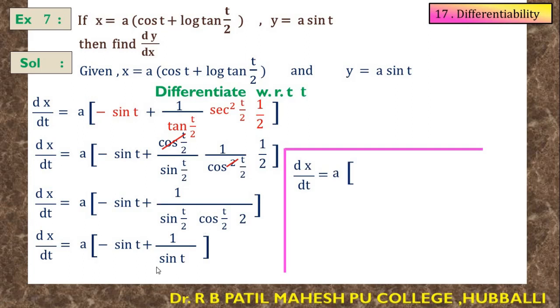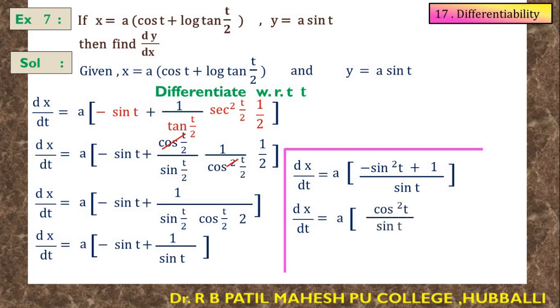If I take the LCM here, this sine t function is multiplied with this sine t, it becomes minus sine square t plus 1 divided by sine t, the LCM. So dx upon dt is equal to a into bracket. The numerator is nothing but 1 minus sine square t. 1 minus sine square t is nothing but cos square t, divided by sine t.